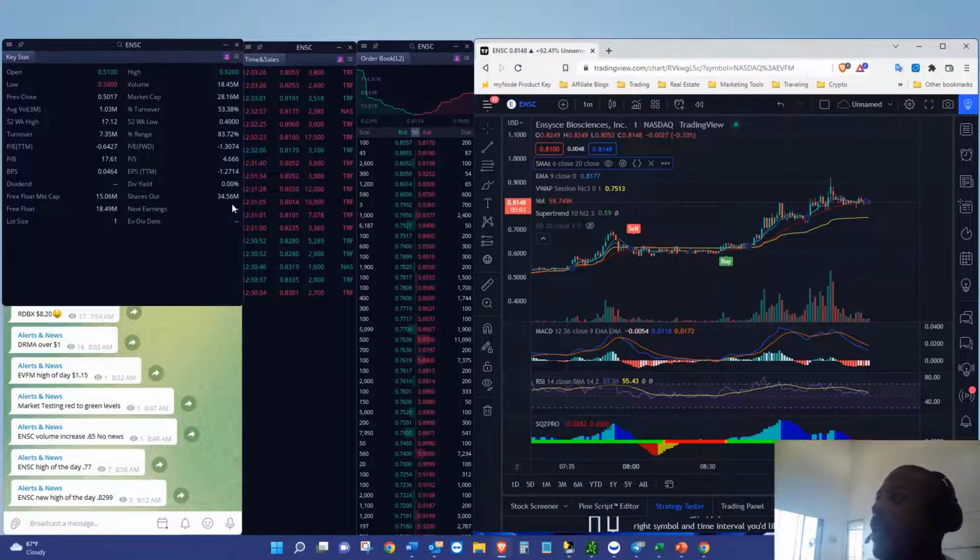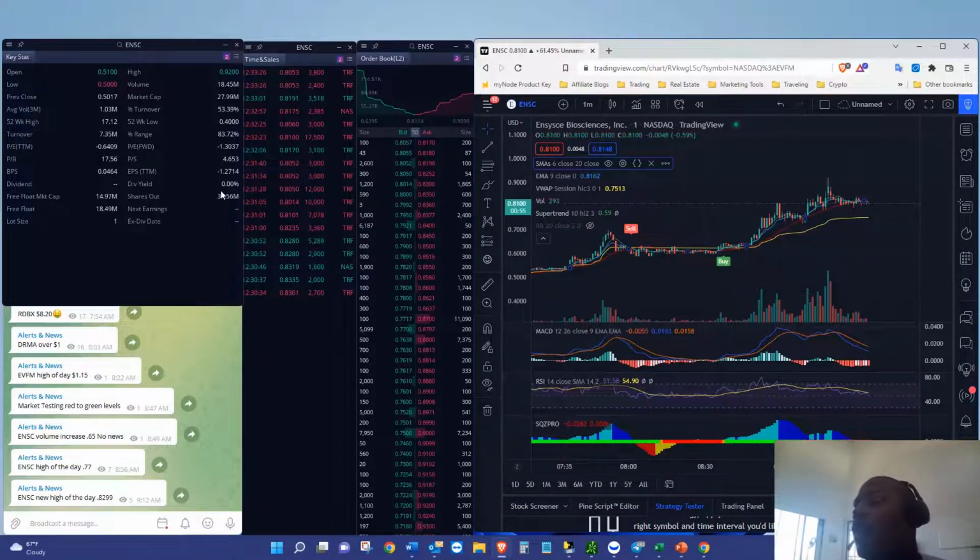Shares outstanding, I want to see that be as low as I can. I typically don't like to trade things that are over 100, maybe 150 million, unless it had a lot of volume. And even then, I like to see the free float be 40 to 50 million or less.